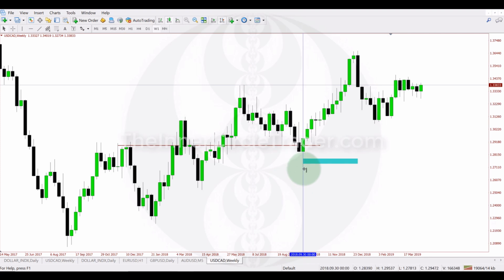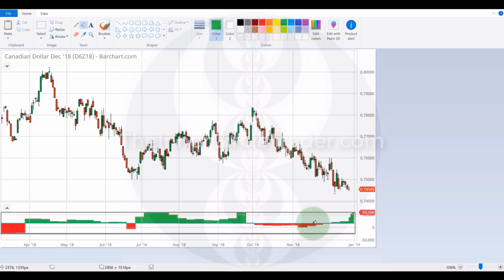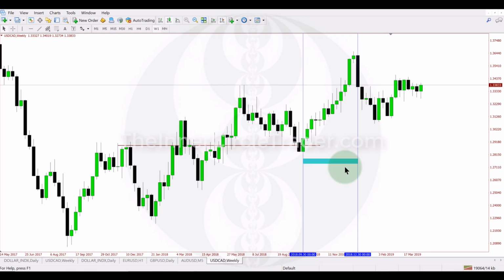If we frame that out with vertical lines, this is the period at which that same COT chart here was bearish for Canadian dollar. It's all bullish here, and look at the beautiful delivery of price.